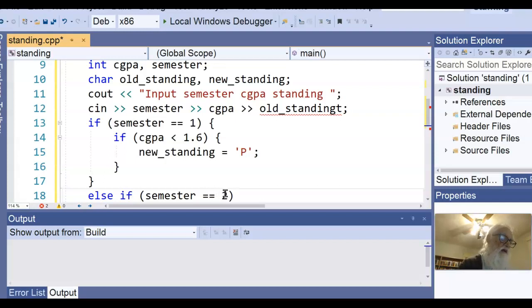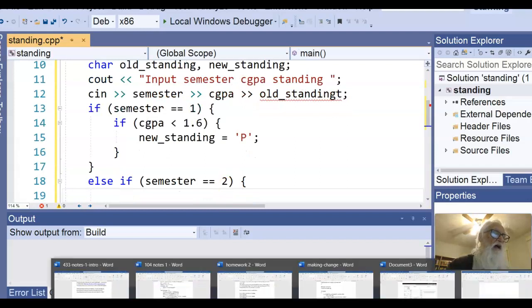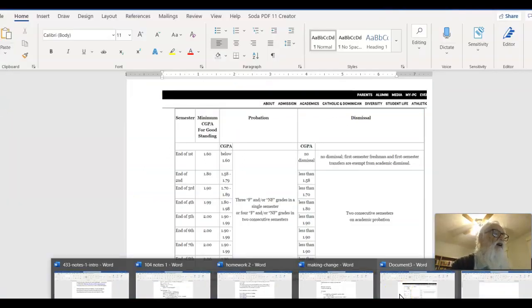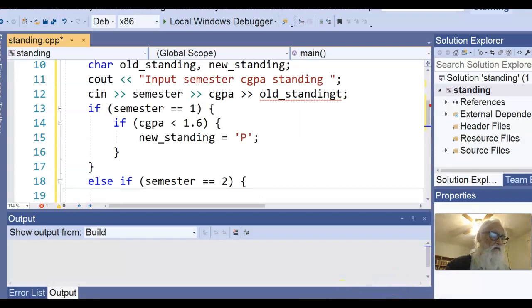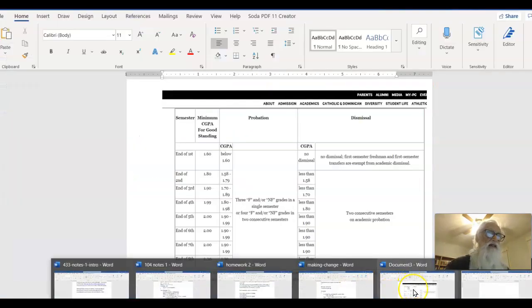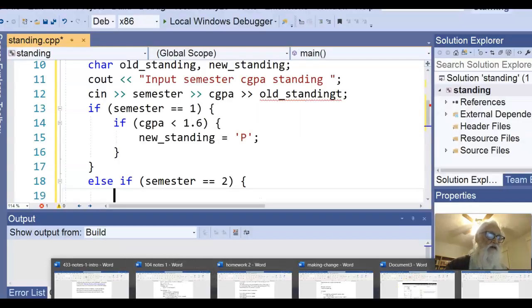Equal. What are the rules for 2? The rules for 2 are, if you're between 1.58 and 1.79, you're in trouble. If you are less than 1.58, you are dismissed. And if you're on probation and you were on probation before, you're dismissed. So what we have to do is look at 2 possibilities here. First, if you're greater than 1.8, you're in good standing. Well, maybe I shouldn't do it that way. Maybe I should continue the way I was doing it. You have your choice. There's lots of different ways of doing this. You can look, for example, at less than 1.58. So what I'm going to try is the following. I think I'll do it that way.